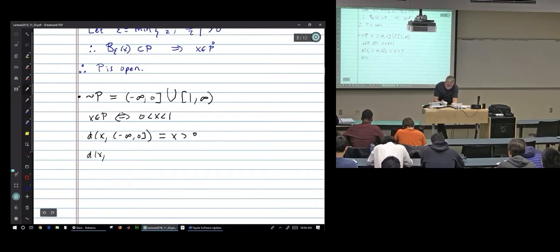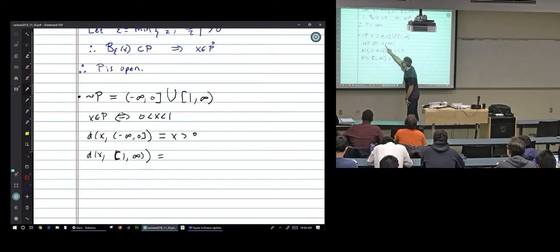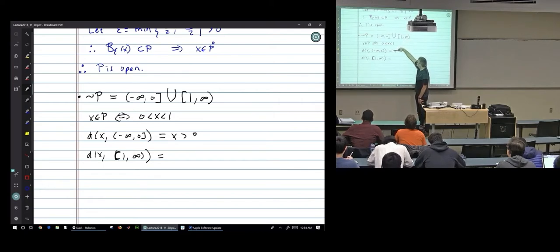Now what's the distance from x to here? Okay, so x is between here and here. What's the distance to this part of the complement of P? It's 1 minus x, which is still positive, okay?